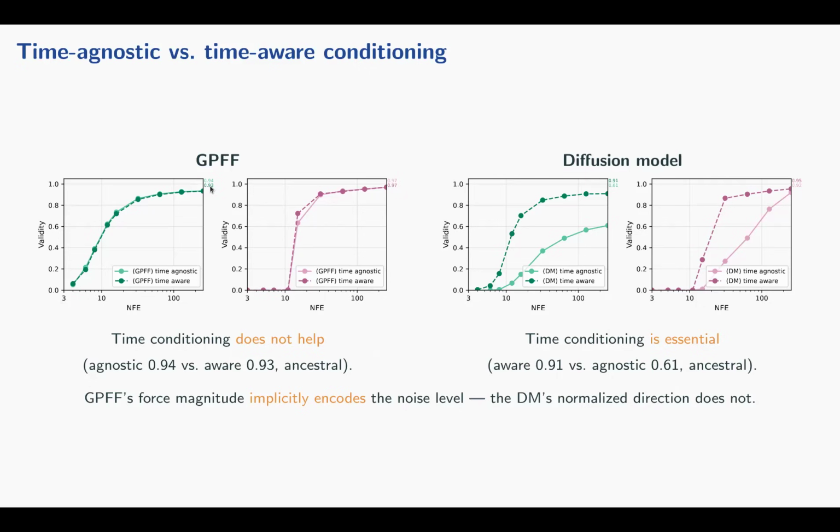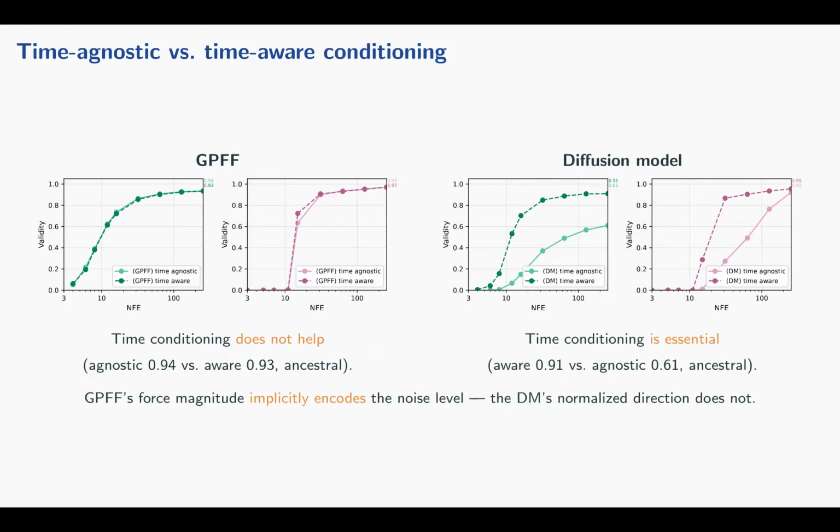So giving the time step as information doesn't help at all here. But if we do the same thing for a diffusion model, as I said, the only difference actually is that GPFF learns the magnitude and the direction, and the diffusion model only learns the direction.